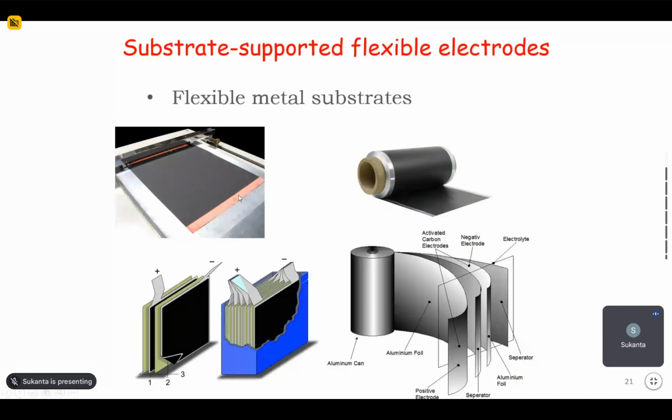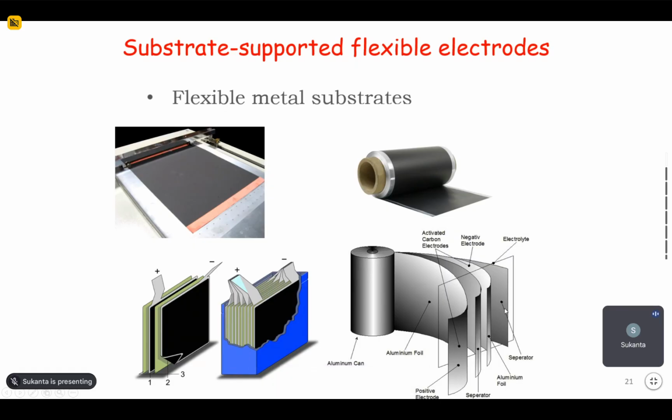This copper film actually is flexible. We can use this copper as the current collector, and this is the active material. Here you can see the construction. It is the electrode material, the other side will be the copper, and this is the separator, and this is copper or aluminum foil, whatever we use. This is the construction of the supercapacitor.